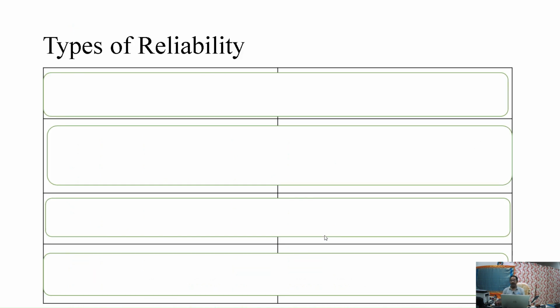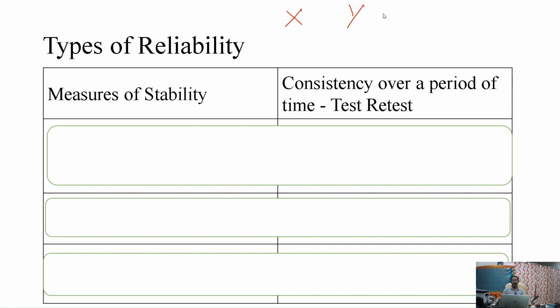Types of reliability. When a change in the variable x causes a change in another variable y, there is a relationship. If a change in one variable is accompanied by a change in another variable, then both are reliable. We have four types of reliability. One is measures of stability: consistency over a period of time, test-retest. Suppose I take a test today and again after 10 days, the scores should be consistent. This is called measures of stability.